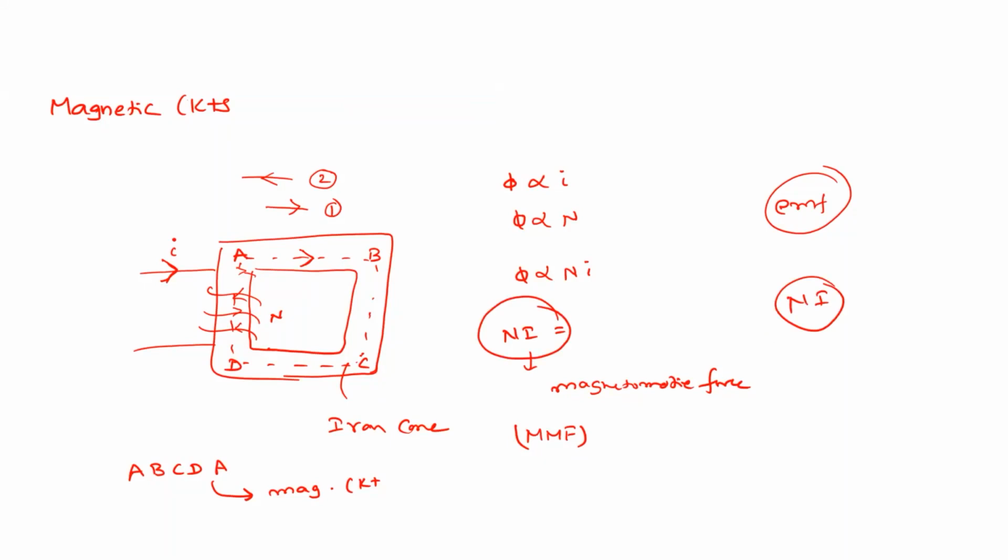Okay. So the work done in moving a unit magnetic pole once around the magnetic circuit is known as MMF. You might have studied this definition. The work done in moving a unit magnetic pole once around the magnetic circuit is known as MMF.